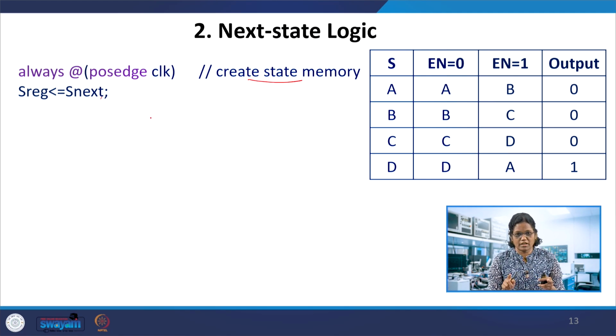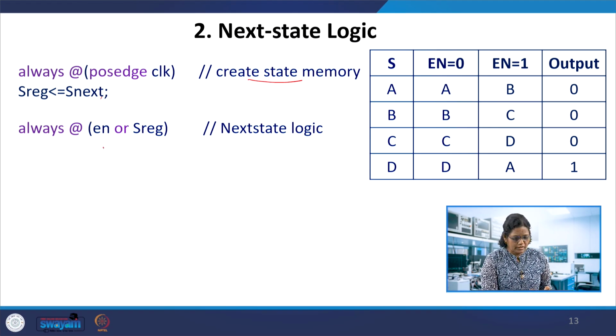So, we take the state memory block and the clock. S next is the input to the state memory block, and sreg is the output of the state memory block. So, the next state, or the excitation, from the excitation equation, what we get, that D0 D1, is given to the current state here. sreg is the current state.